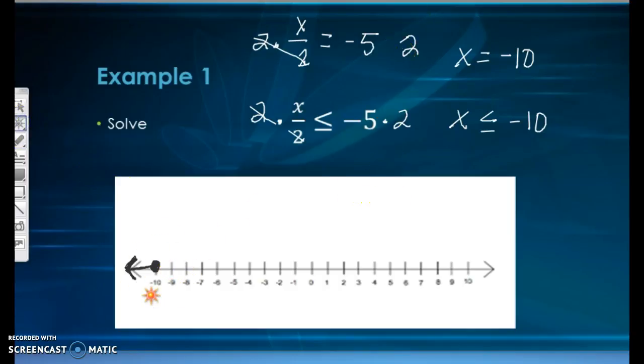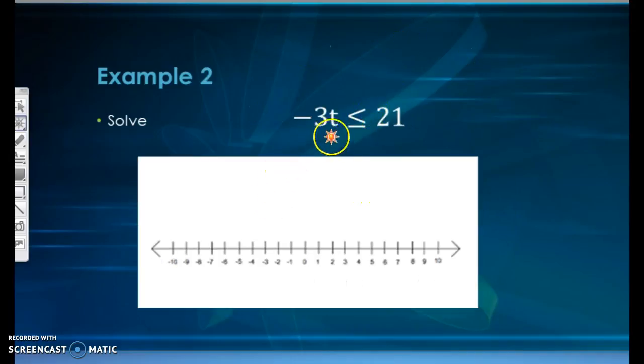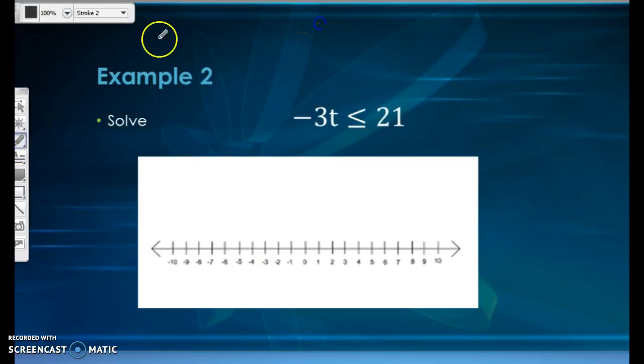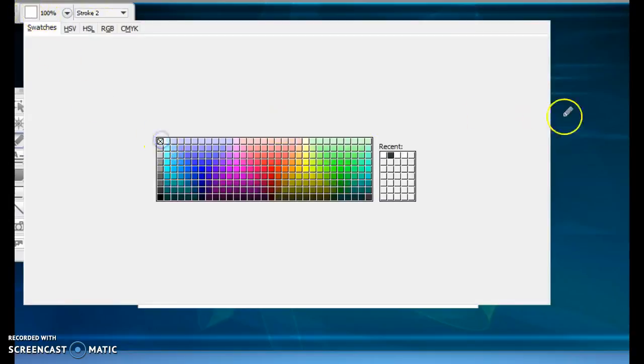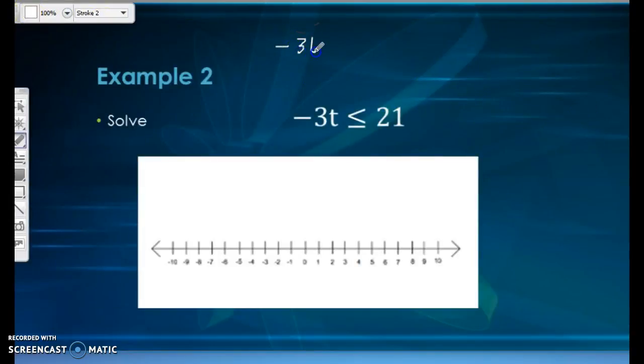Okay? Let's do one more example. Again, treat this as if it were just a regular algebraic equation. What would you do if it were negative? Let me change my color here. What would you do if it were -3t is equal to 21? You'd look at that and you say, oh, well, I just divide by -3 on both sides, and then t is equal to -7, right? So same thing with this, same exact thing when you put in the inequality sign. Divide by -3 on both sides.